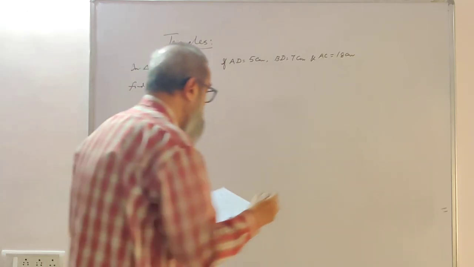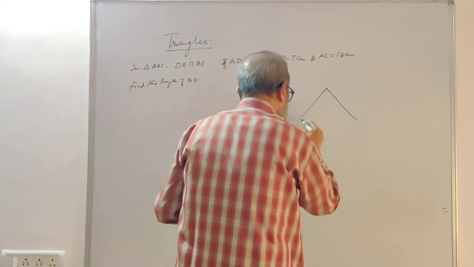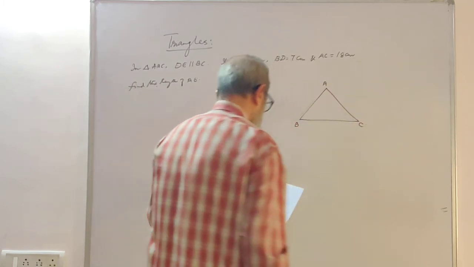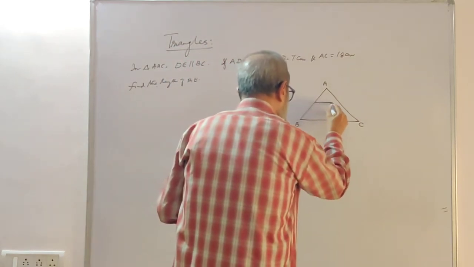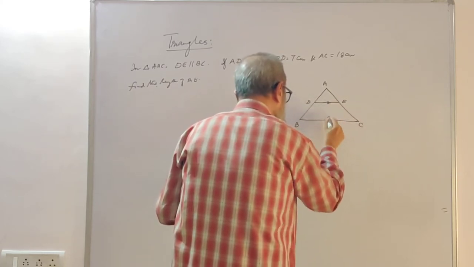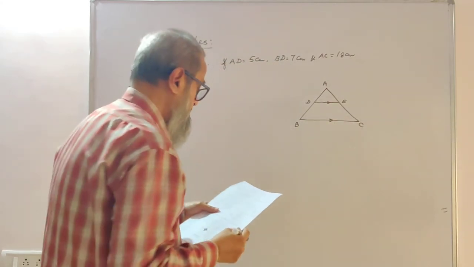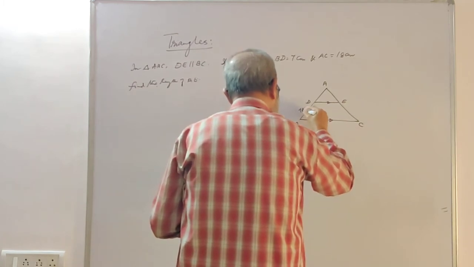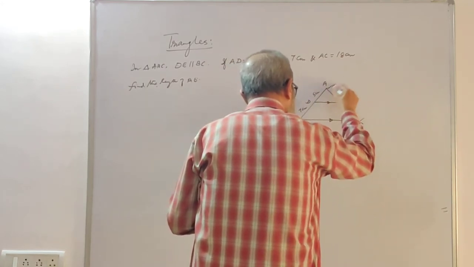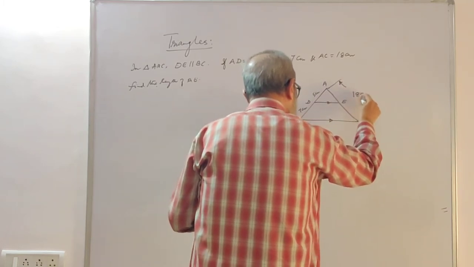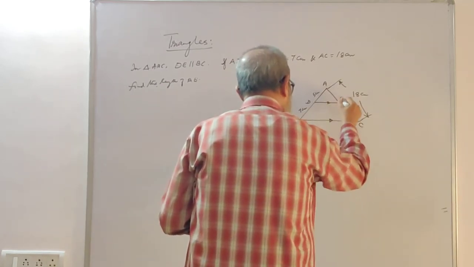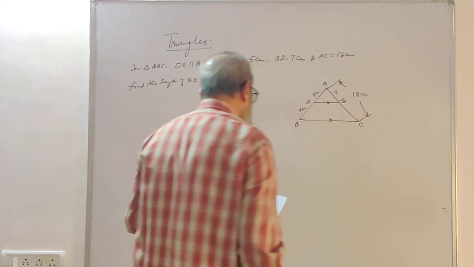Now he has given a sketch also. The sketch is like this. ABC is a triangle. In this triangle, there is a line DE. DE is parallel to this line BC. Now, BD is 7 cm. This is 5 cm. Now this whole length from here to here is 18 cm. He wants us to find out AE, how much is this from here to here.